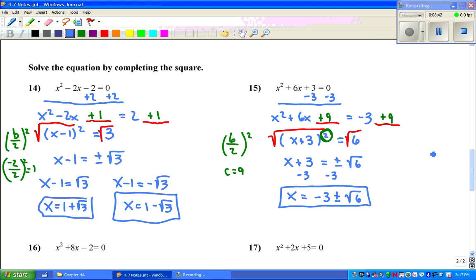This has been a lesson on solving quadratics by taking the square root, and also solving quadratics by completing the square.